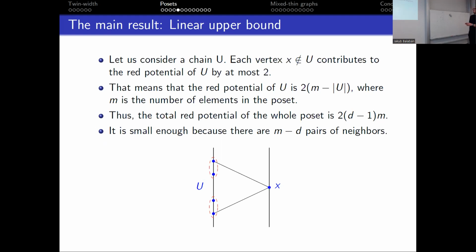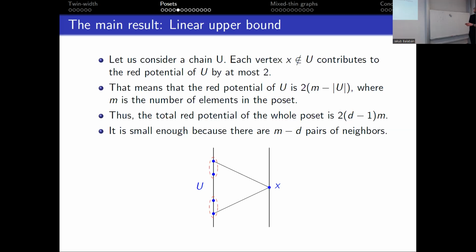D is the number of chains, and otherwise this total red potential value can be obtained as m choices of this vertex x, and now it contributes to every other chain, and every other chain is d minus 1 possible choices of other chains. And I argue that this value of the total red potential is small because m is usually much greater than d. It's bounded width, so the width is small and the poset should be really high.